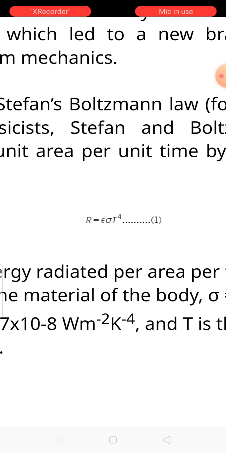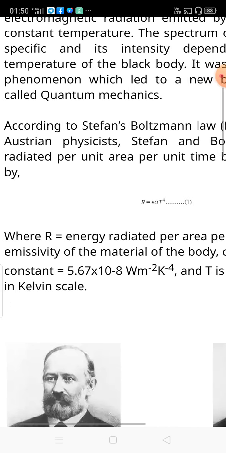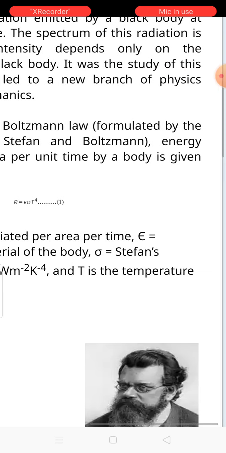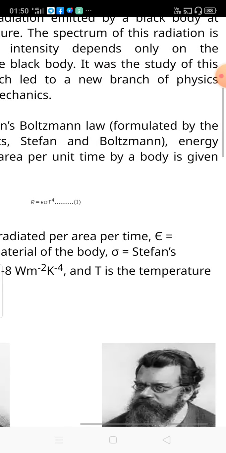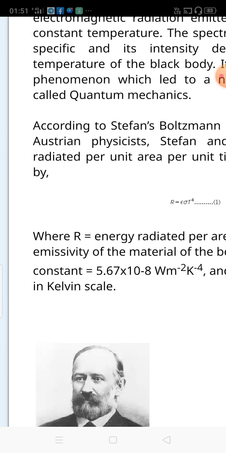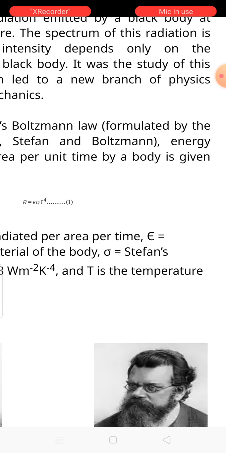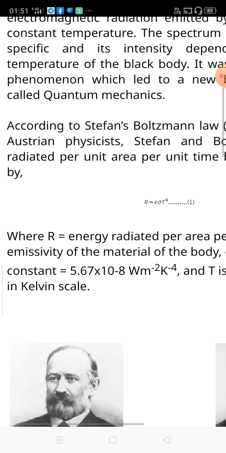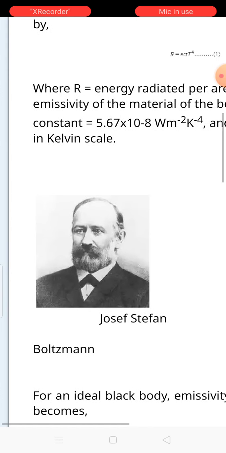It was the study of this phenomenon which led to a new branch of physics called quantum mechanics that you will learn in your theory classes. According to Stefan-Boltzmann's law, formulated by the physicists Stefan and Boltzmann, the energy radiated per unit area per unit time by a body is given by the equation R is eta sigma T to the power 4, where R is the energy radiated per unit area per unit time, eta is the emissivity of the material of the body, sigma is the Stefan constant 5.67 times 10 to the power minus 8 watt meter minus 2 Kelvin to the power minus 4, and T is the temperature in Kelvin scale. He is Joseph Stefan and he is Ludwig Boltzmann.